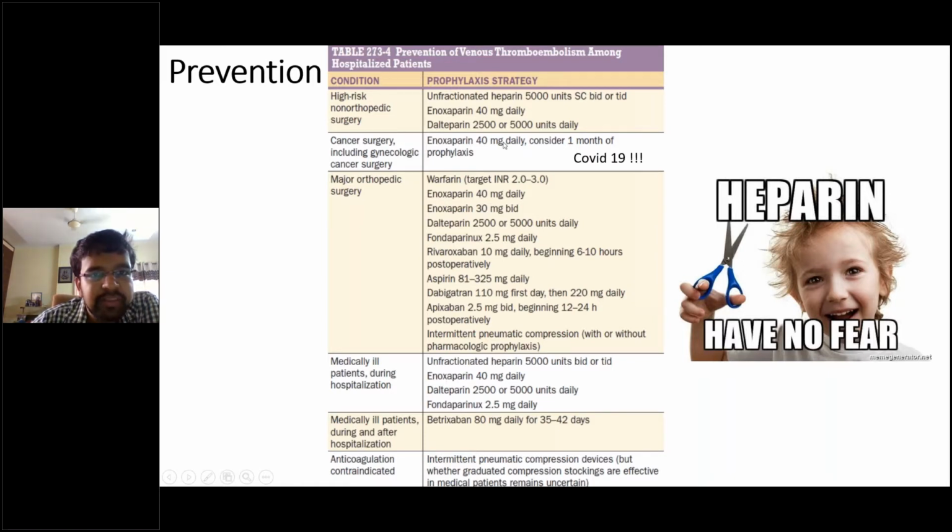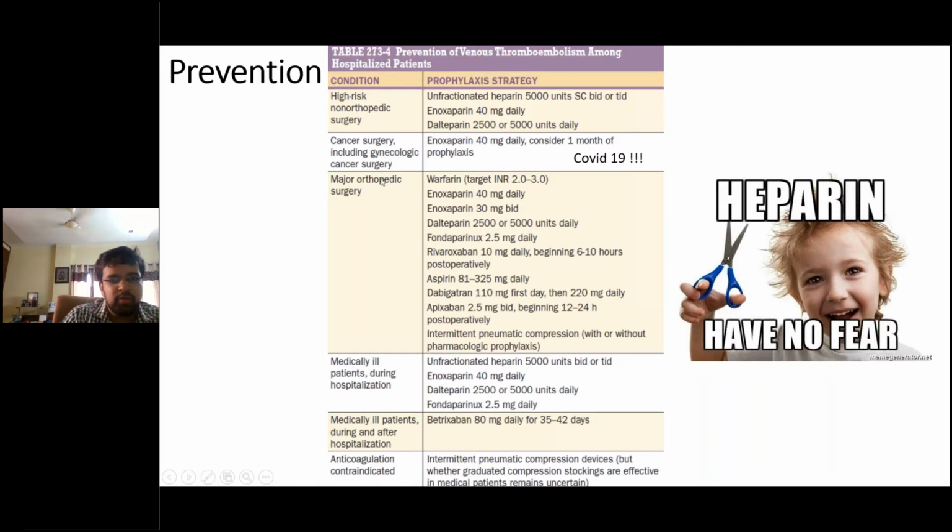इसमें as you can see, you don't need to know the details of all this, but basically in high risk non-orthopedic surgery we're using unfractionated heparin. We use enoxaparin. Enoxaparin is a low molecular weight heparin. In cancer surgeries we also use enoxaparin 40 mg daily. In fact, nowadays in COVID-19, as I've already told you, COVID-19 is a procoagulant state, and to prevent the risk of pulmonary embolism, we actually give enoxaparin 40 mg OD in COVID-19. So this is also for prevention of venous thromboembolism.